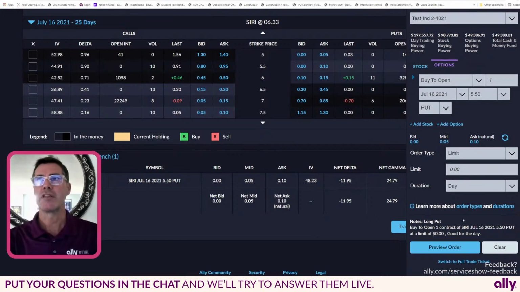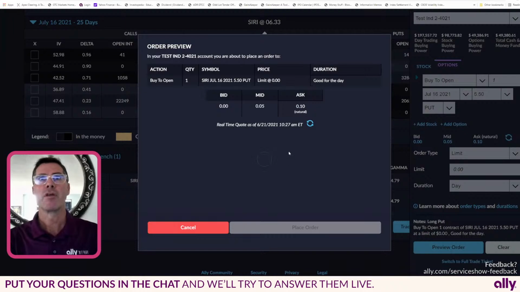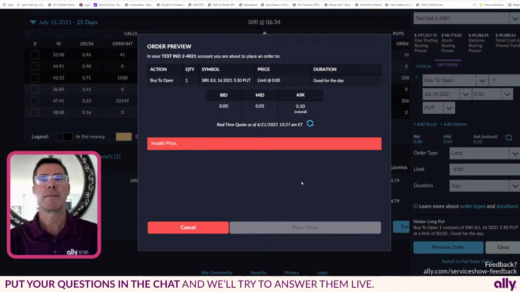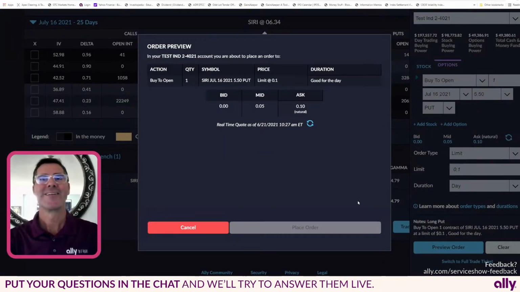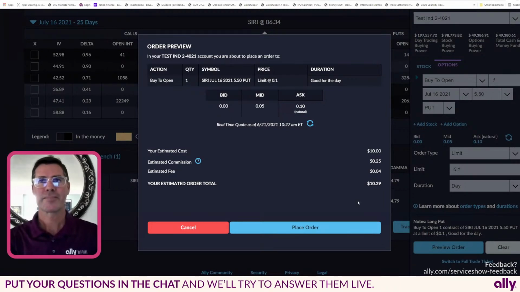And you'll see in the preview of the order, that protection is going to cost us, well, you had a limit of 0 in there, Sean. You got to put a limit of 10 cents. That would be the ask, I guess. And in this situation, that would be $10 plus commission because it represents 100 shares of stock overall.